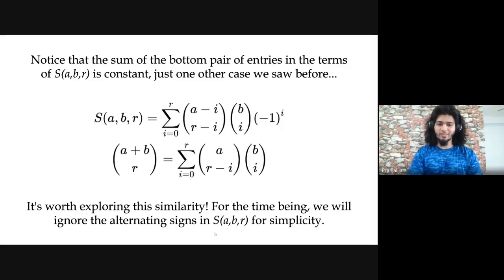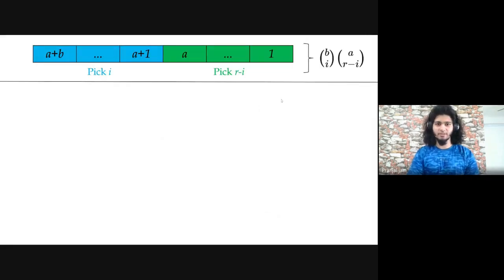So for now, we'll ignore this alternating sign and we'll just look at what we get by ignoring the alternating sign. So we won't evaluate the sum you get by ignoring this, but we'll just pretend it's not here for the sake of simplicity for some time. So this is basically the A plus B choose R identity.